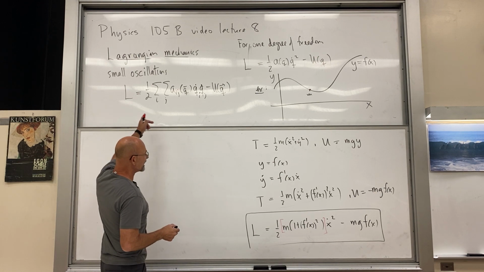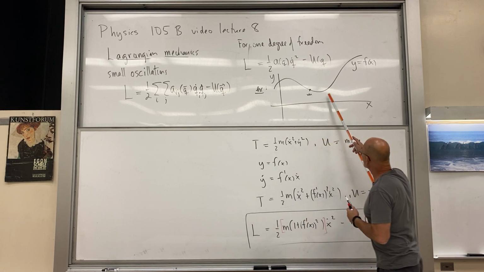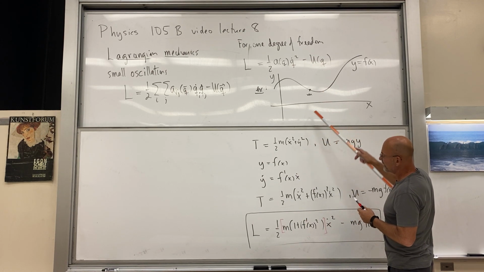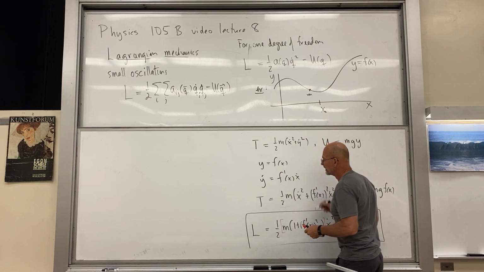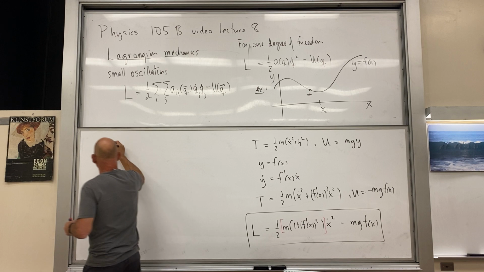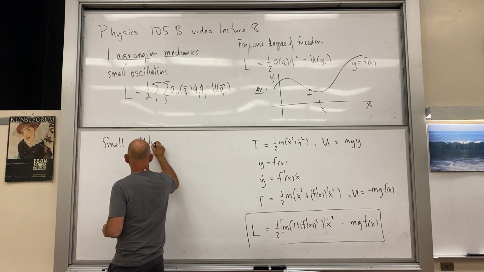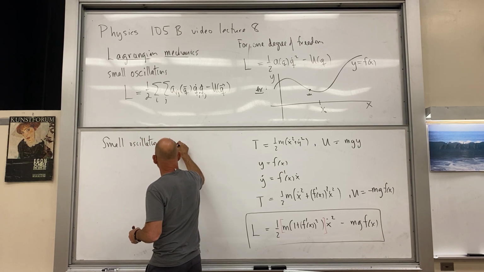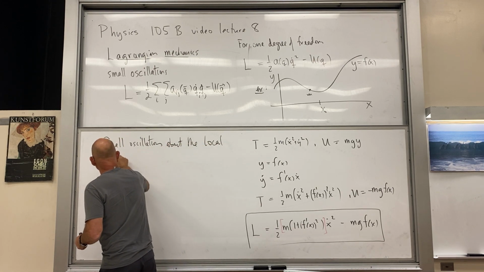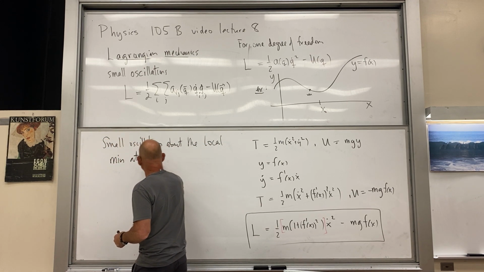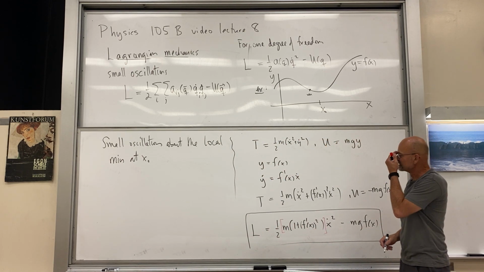And it's an example of what I was going to say. Now, where would the small oscillations come into play? The small oscillations would be around this local minimum. So I could say x0, small oscillations about the local minimum at x0. Okay. It's going to roll around in that trough.